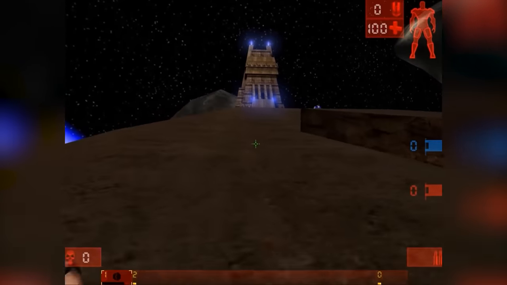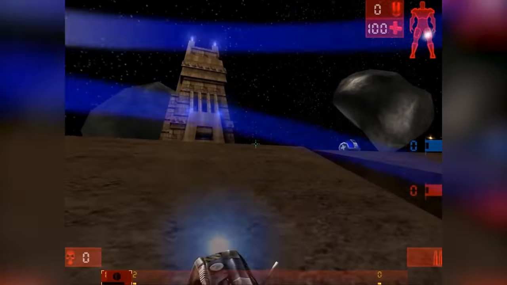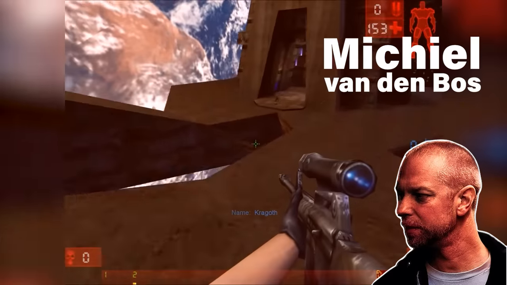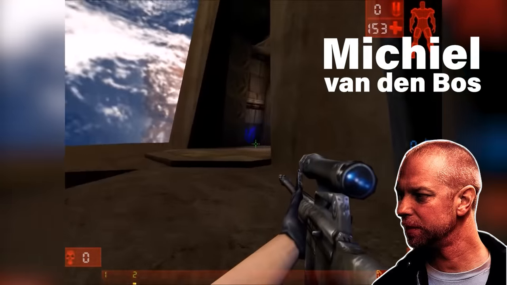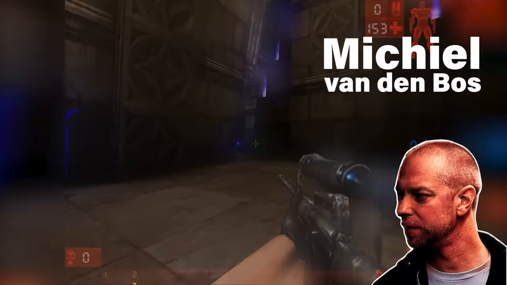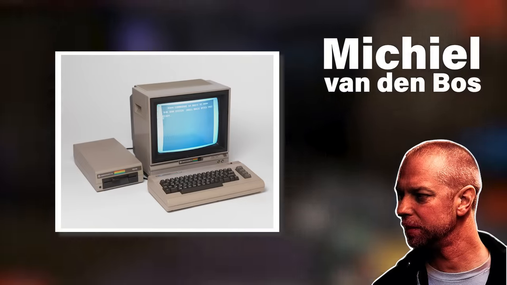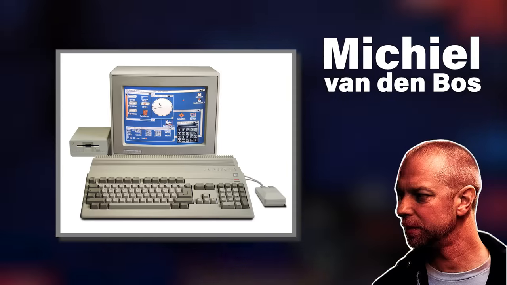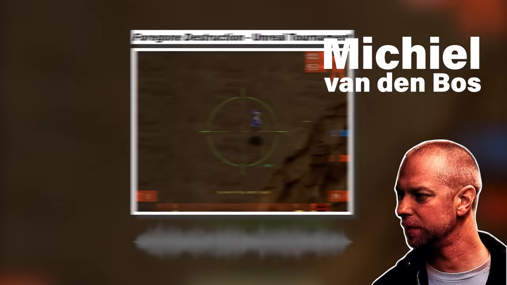If you were a fan of FPS arena shooters in the late 90s, you likely heard the music of Dutch composer Michiel Vandenbos in 1999's Unreal Tournament. Like many other producers of this era, Vandenbos came up with composing on the Commodore 64 and the Commodore Amiga, and was very clearly influenced by club music. Vandenbos's song, Foregone Destruction, is featured on the Unreal Tournament map, Facing Worlds.